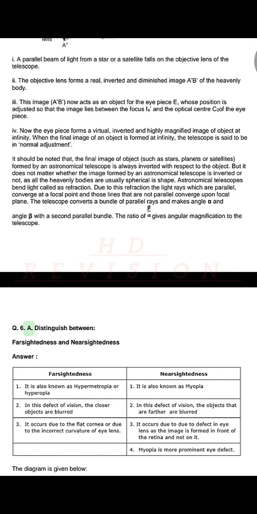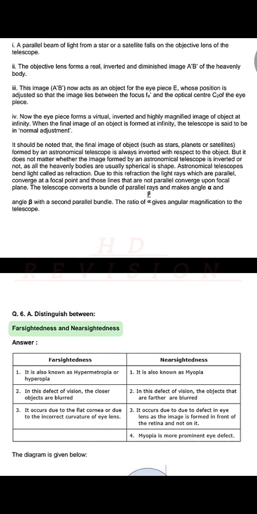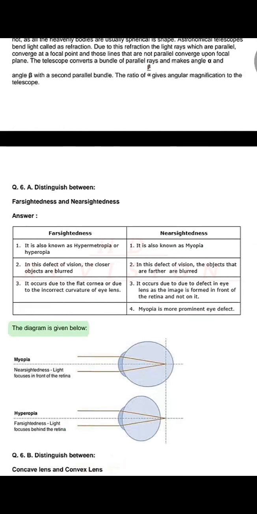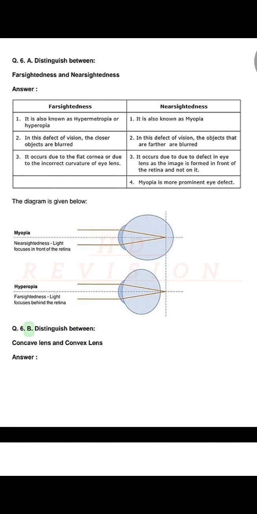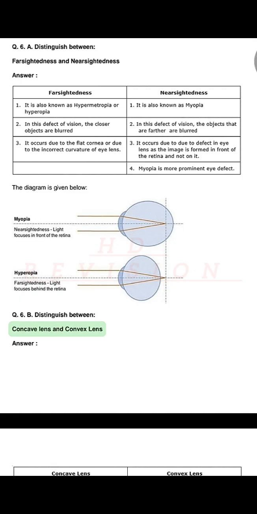Q. A. Distinguish between farsightedness and nearsightedness. Answer. The diagram is given below. Q. B. Distinguish between concave lens and convex lens.